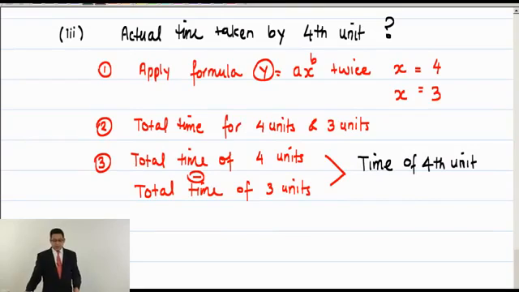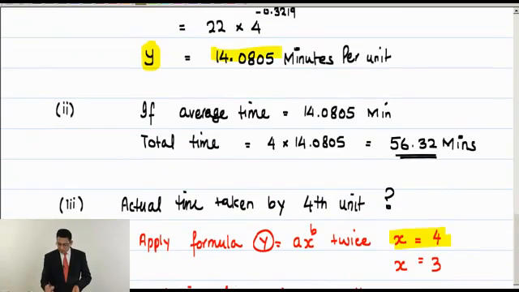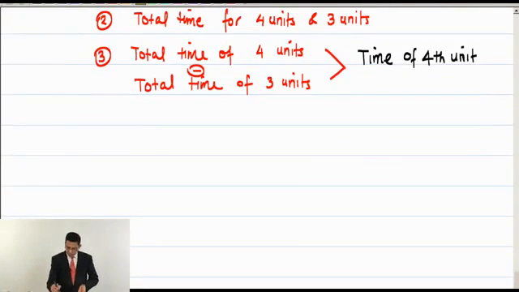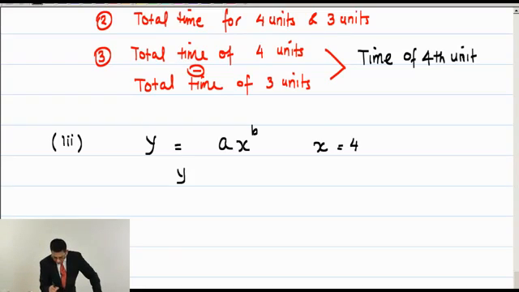Okay, now we have done much work already. For example, we have calculated the average time when X was 4, and that is 14.0805. We have already also calculated the total time of 4 units as well. We just have to apply the formula one more time, which is y equals ax to the power b. So I'm doing this requirement number 3. When x equals 4, then y equals 14.0805, I think. Okay, this is applying the formula once.